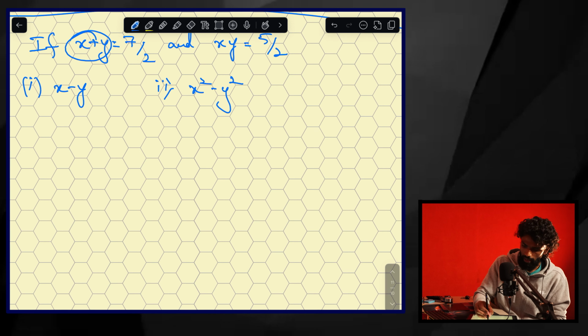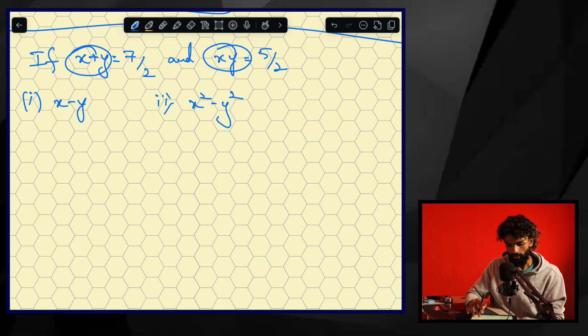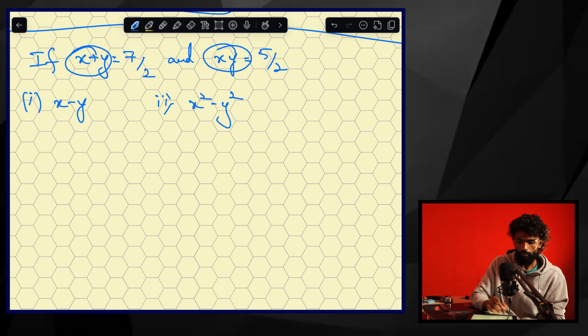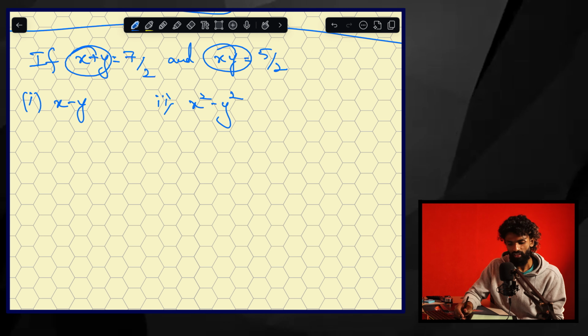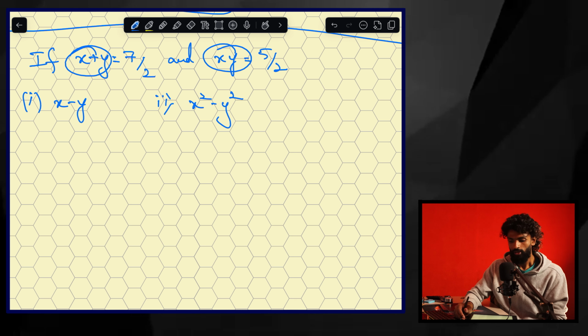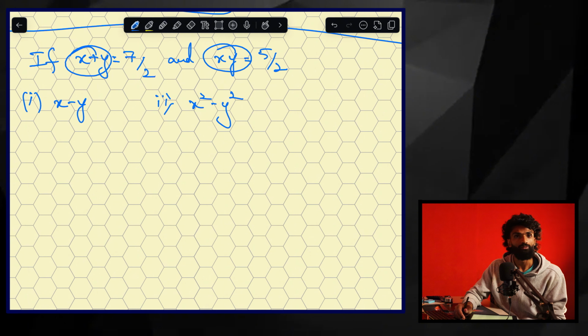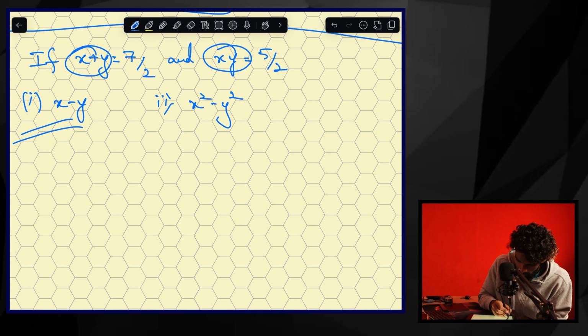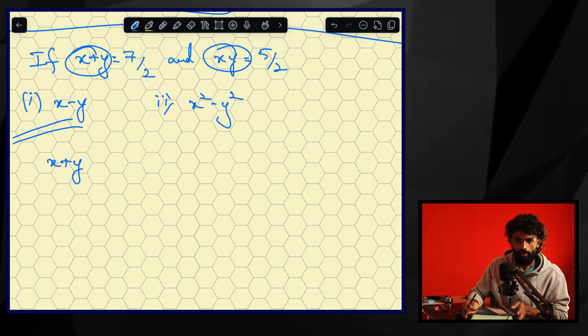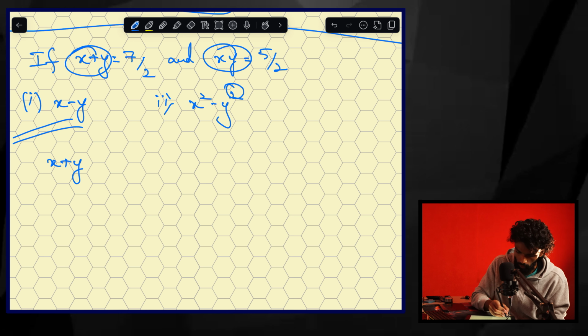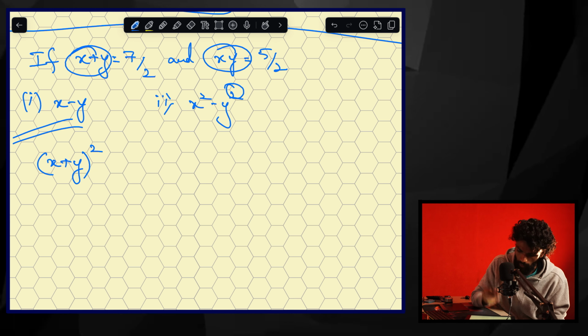x plus y is given, and xy is given. Now the first hint is what I told you: look at the first sub question. The first sub question in this case is not giving me any hint right now. So what else can be found? Now, this is where your step 0 comes into the picture. You write x plus y as it is. The second sub question has the number 2 here. So what I'll do is try blindly squaring it.